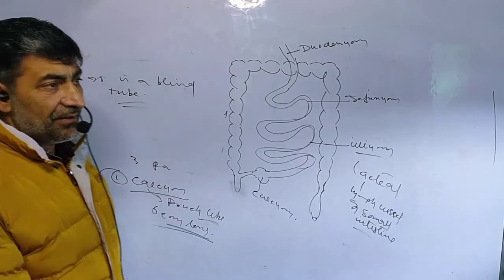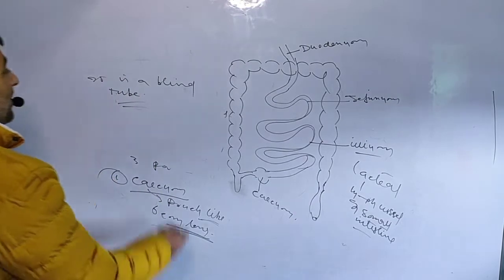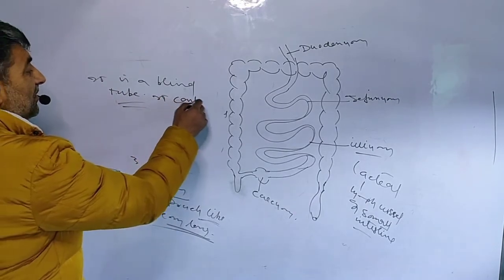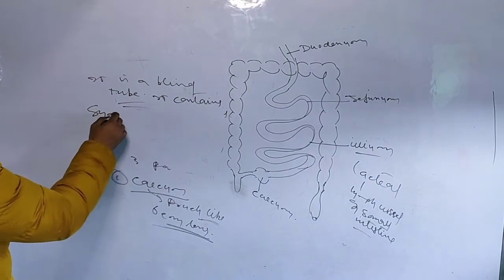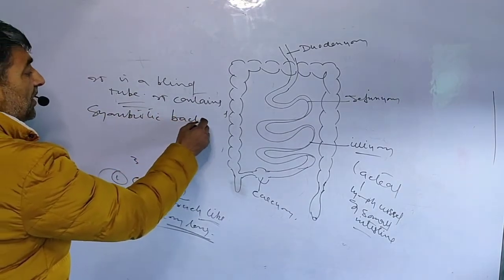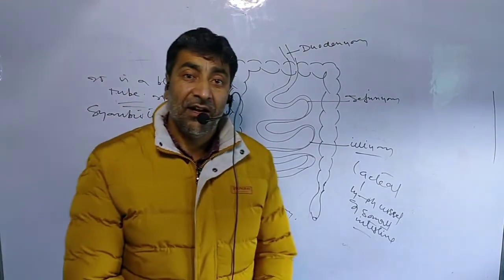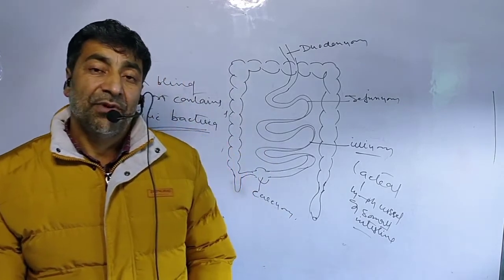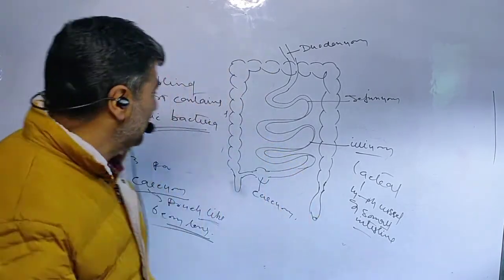Blind tube means one end is closed. That is called a blind tube. It contains, as I told you already, symbiotic bacteria. Symbiotic bacteria are such bacteria which benefit the human body and also themselves. They are called symbiotic bacteria.